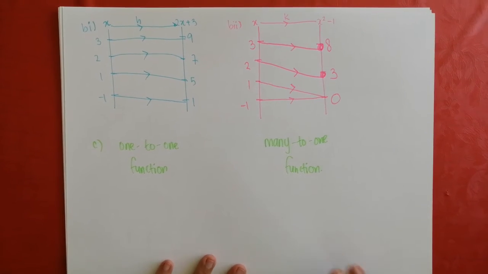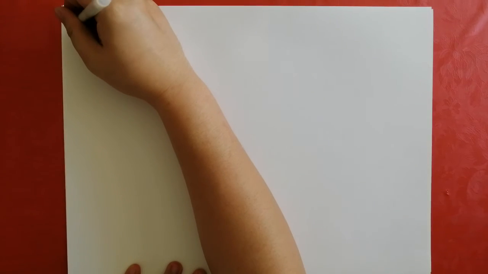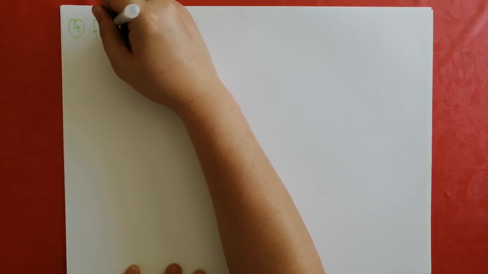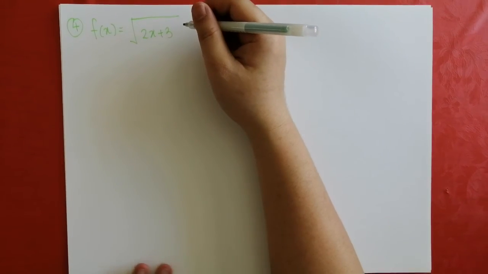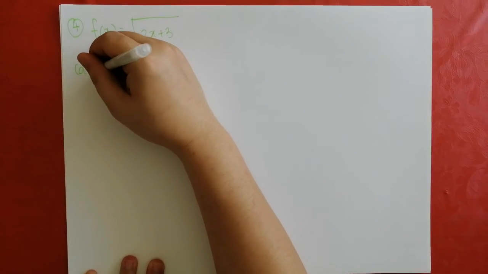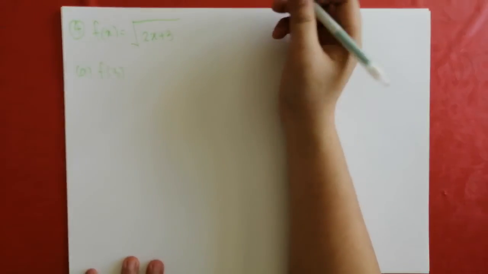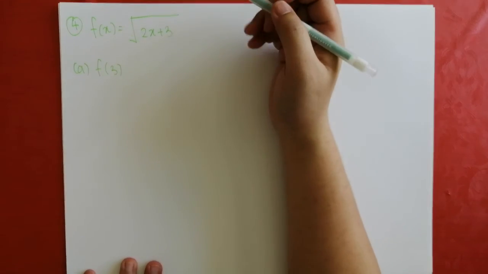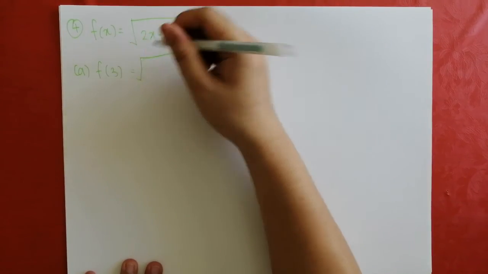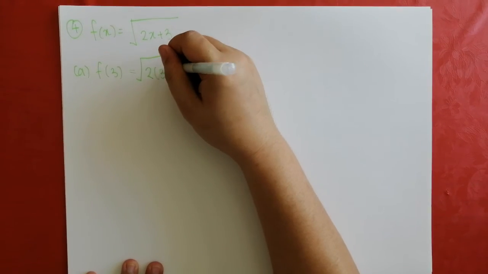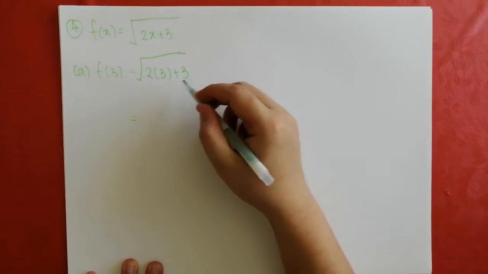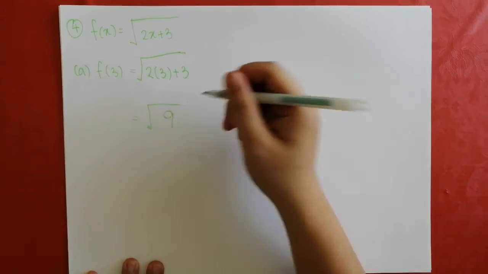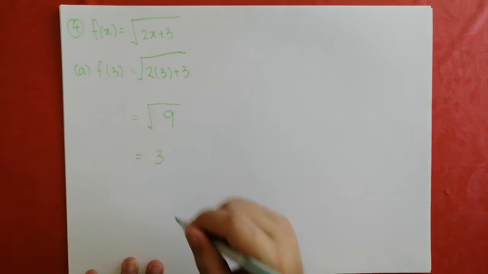So let's move on to example number 4, where you have f(x) equals square root of 2x plus 3. Part A, find f(3). Which means that x becomes 3. So you just need to change x to 2 times 3 plus 3. Right, 2 times 3 is 6. 6 plus 3 will be 9. Square root of 9 will be 3.